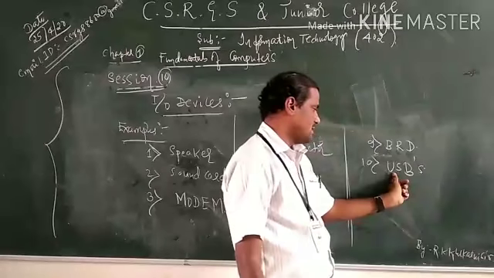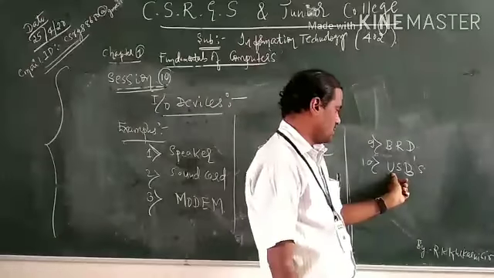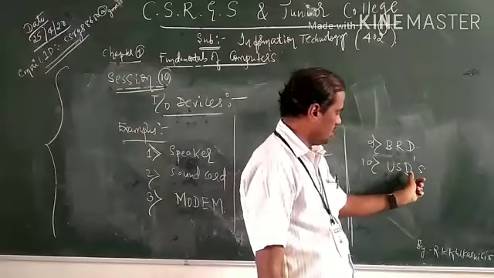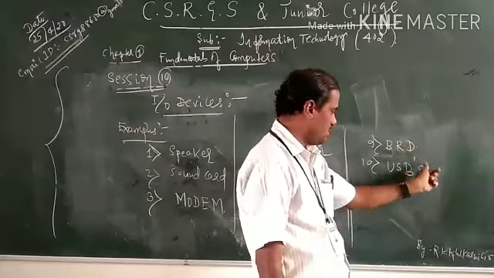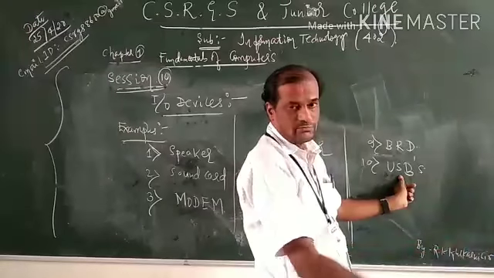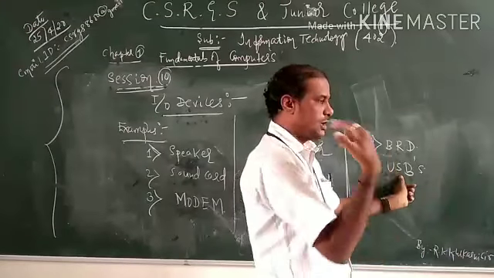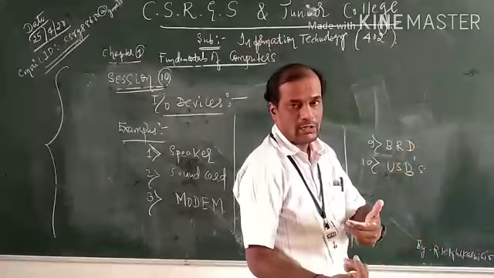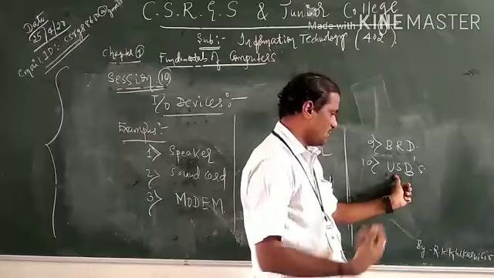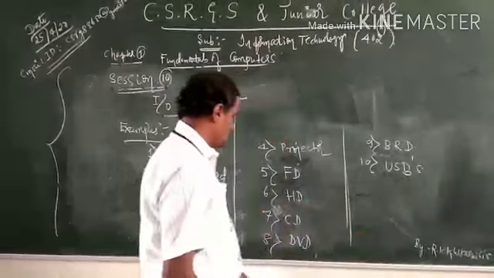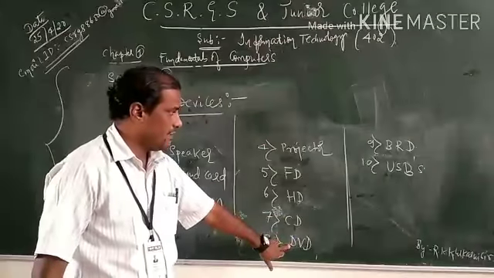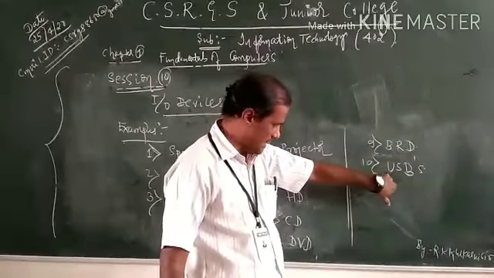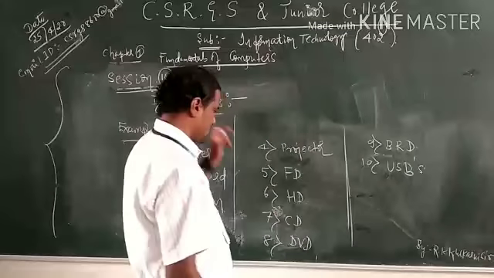Then USB, universal serial bus, or whatever we can call flash memories or pen drives, are also called I/O devices. I can use the pen drive to store data into the computer. Again, whatever I have written into the computer, from the computer I can take to the pen drive. So reading work, writing work, input, output. That's why FD, HD, CD, DVD, BRD, USB, though these are called memories, which in detail we are going to study in the next class, are called I/O devices.